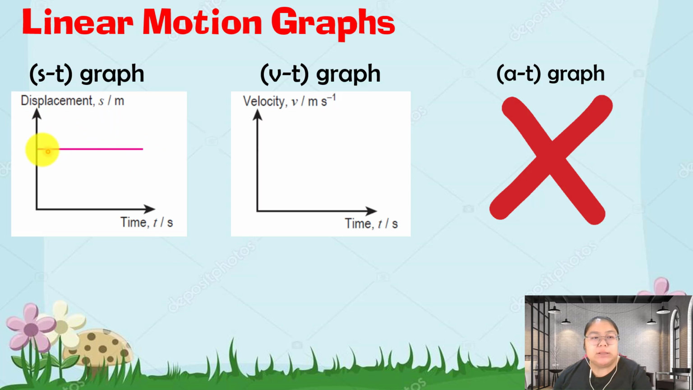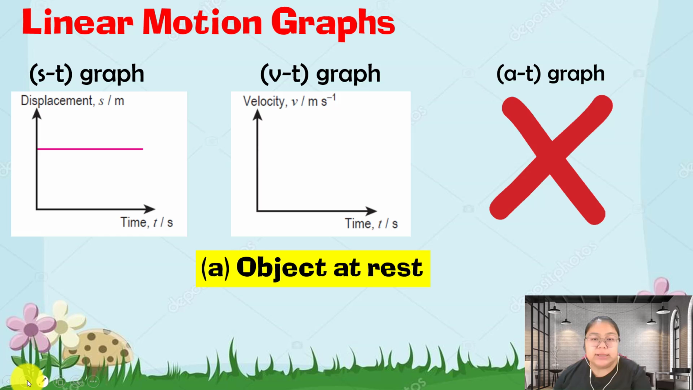Now you can see displacement is constant at a certain displacement, but velocity is nothing. Velocity is nothing means the object never moved. That means the object is stationary at a certain displacement. So from here we can conclude the object is at rest. When I mention the object is at rest, you must think the VT graph is zero, the velocity is zero. So the displacement graph is a constant line at a certain displacement, and the AT graph we just ignore.